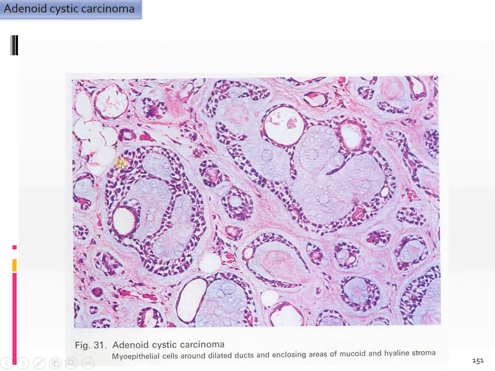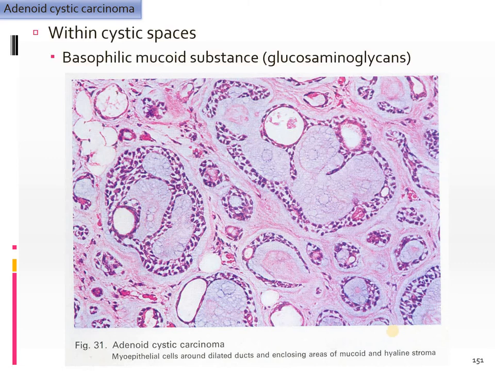So you can see further smaller cribriform areas, and you can also appreciate the cystic spaces are filled by mucus. These mucous materials are nothing but glycosaminoglycans that are incorporated into the cystic spaces.